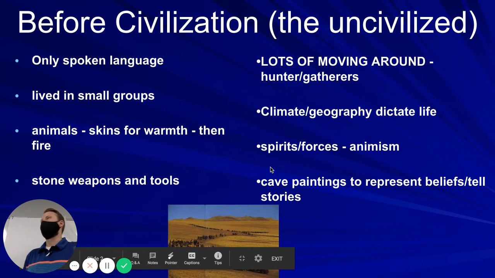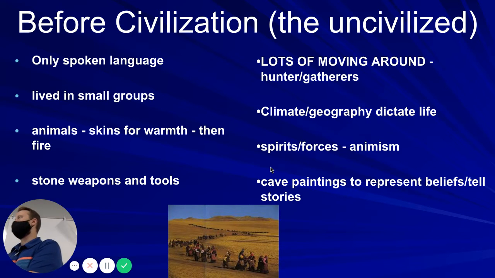What do we call these groups? Kind of a review for middle school. You should know this. What do we call groups that move around and don't have settled lands and agriculture? Starts with an N. Sam. Nomads. So these were nomadic peoples, okay?